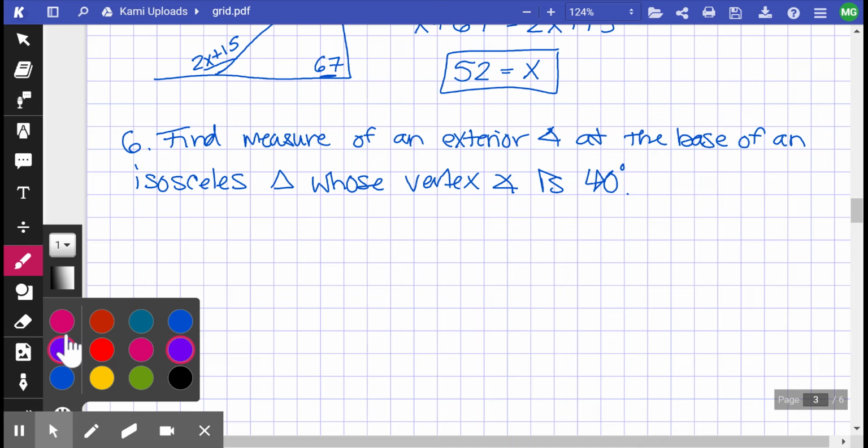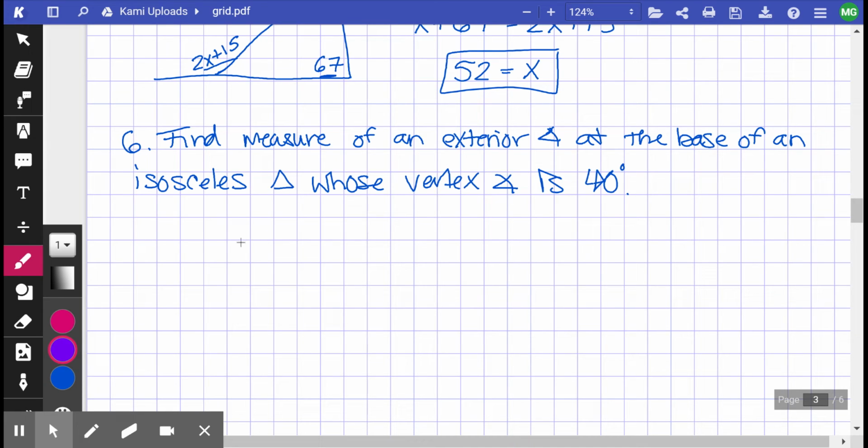Okay, so we don't have a picture in this one, so we really have to focus on what is being asked and maybe draw our own picture. So we know it's an isosceles triangle, which means it has two congruent sides. We know the vertex angle is 40, so that's not the base angles. And we want to know the measure of the exterior angle at the base. So we need to extend one of the sides. It doesn't matter which one. I'm going to extend that one. So I'm looking for this angle over here. So how could I find it? There's a couple different ways of doing this. Pause the video and see which way you can figure out.